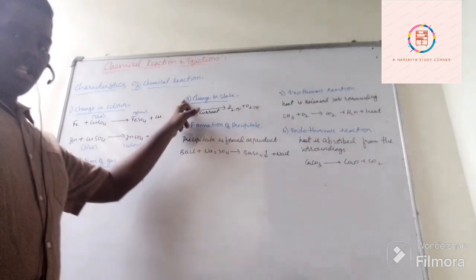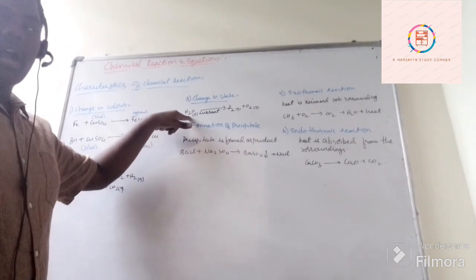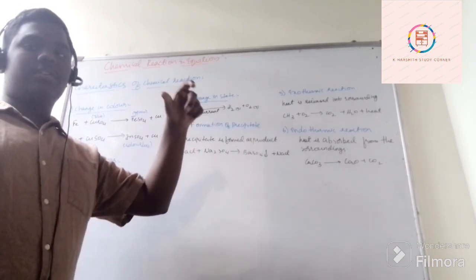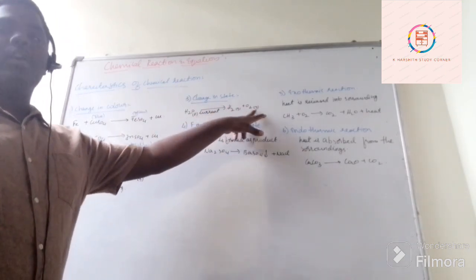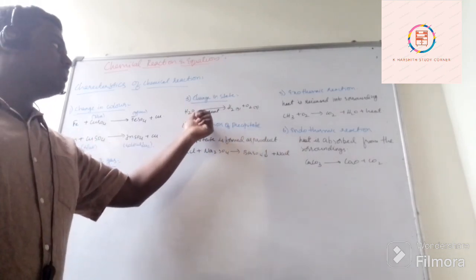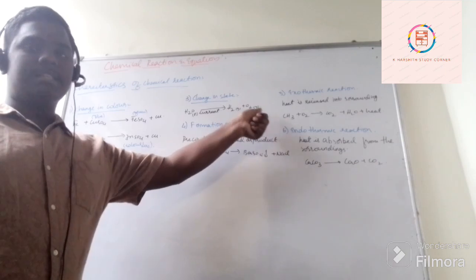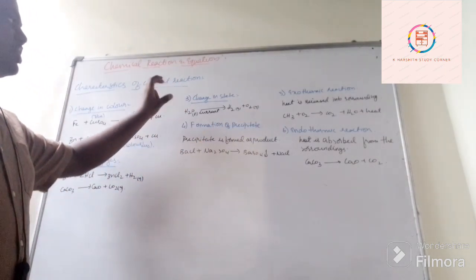Next, change in the state. Here water, liquid H2O, on passing electric current, that is electrolysis, forms H2 and O2, where before H2O was a liquid, now it has transformed into gaseous form, that is hydrogen gas and oxygen gas. Okay, this is the change in state.